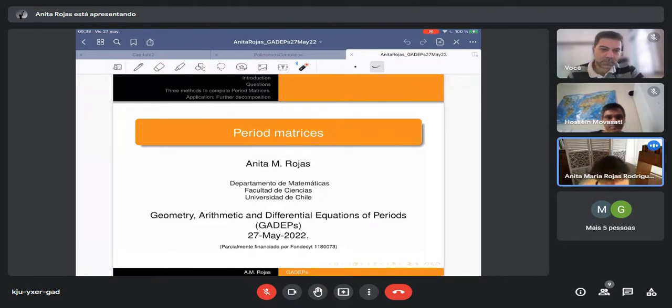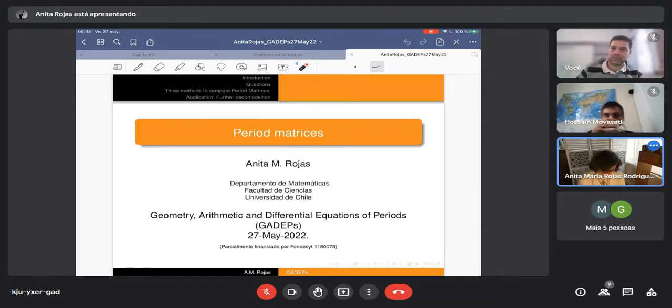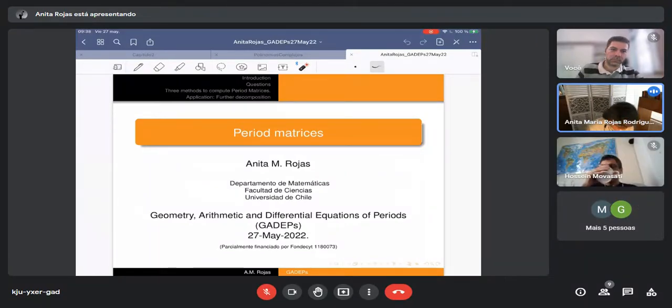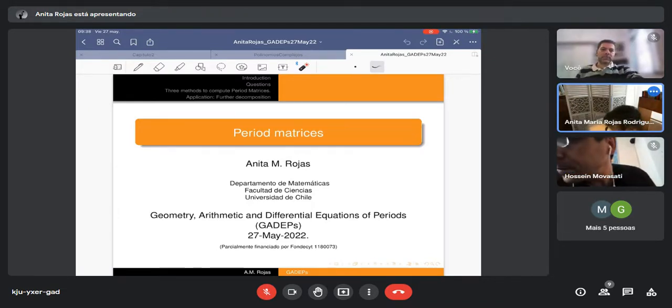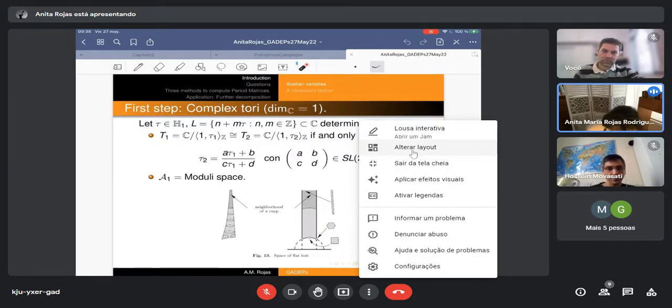I will talk about three methods we have been developing through the years, but now it is more or less rounded. For that, first, I am going to give a brief introduction about the ingredients and why we wanted to compute period matrices of abelian varieties and which information can be extracted from there. So let's begin with a quick introduction.